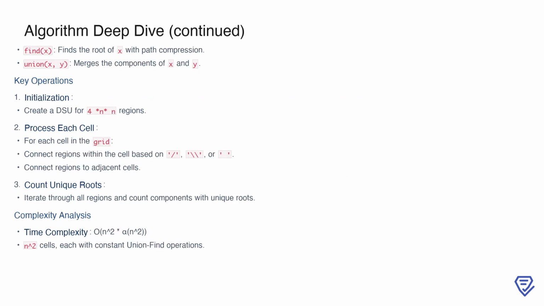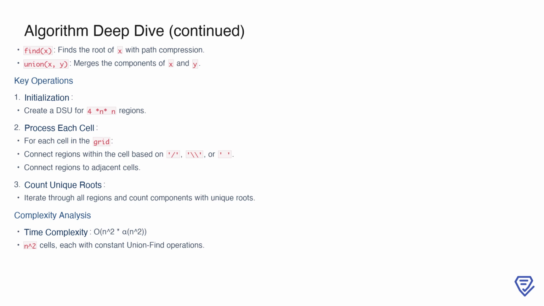In the implementation, we start by initializing the union find structure for all the regions in the grid. Since each cell is divided into 4 regions, a grid of size n by n will have 4 times n squared regions in total. Next, we process each cell in the grid. For every cell, we connect its internal regions based on whether it contains a forward slash, a backslash, or a space. Then, we connect the regions on its edges to the corresponding regions in adjacent cells. Finally, after processing all the cells, we count the number of unique roots in the union find structure. Each unique root represents a connected component, which corresponds to one distinct region in the grid.